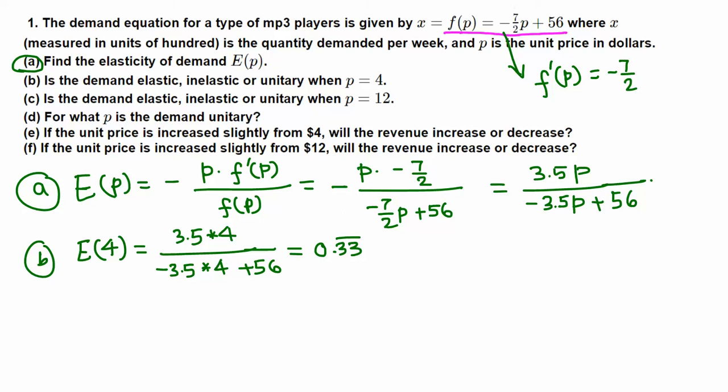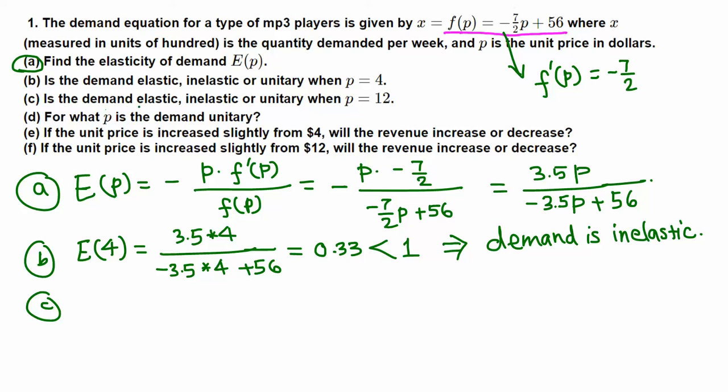0.333, that is the elasticity of demand. This is less than 1. That means the demand is inelastic. So note that when the demand is inelastic, if we increase the price by a little bit, then the revenue increases. Part C, is the demand elastic, inelastic, or unitary when p equals 12?